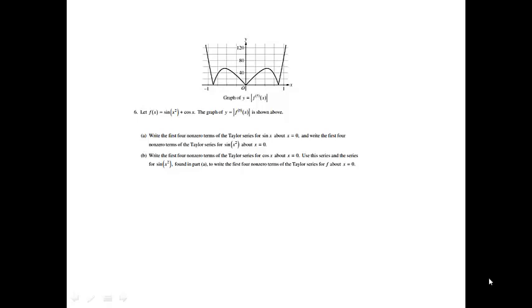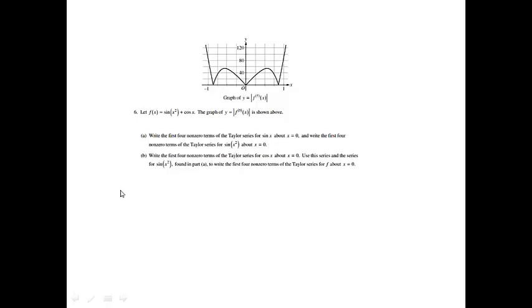All right, problem 6. Let f of x equal sine of x squared plus cosine of x. The graph of y equals the absolute value of the fifth derivative of x is shown above. Write the first four non-zero terms of the Taylor series for sine x about x equals 0, and write the first four non-zero terms of the Taylor series for sine of x squared about x equals 0.